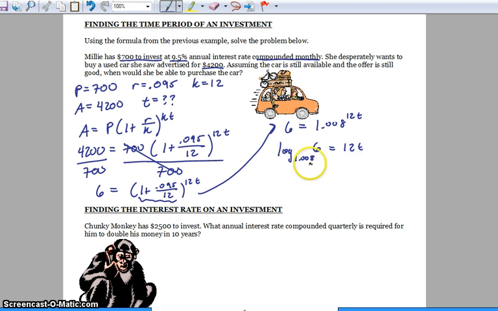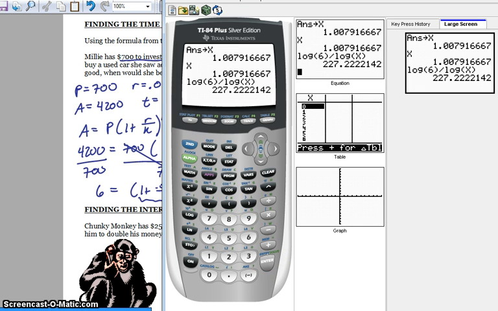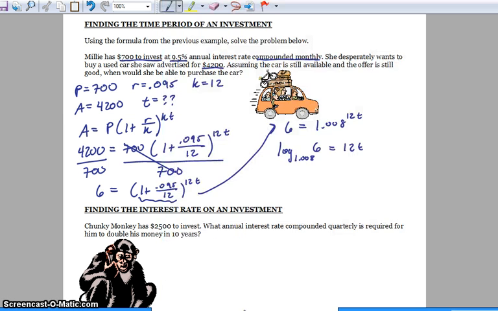So let's figure out what this is using the change of base formula. So we're doing log of 6, close the parenthesis, divided by log of the base, which is that X number, that yucky thing that we have right there. So make sure you do log X, close parenthesis, and we get 227.22 approximately. But again, I'm leaving this in my calculator. I'm not really rounding it. Okay, so we have about 227.22 is equal to 12T.